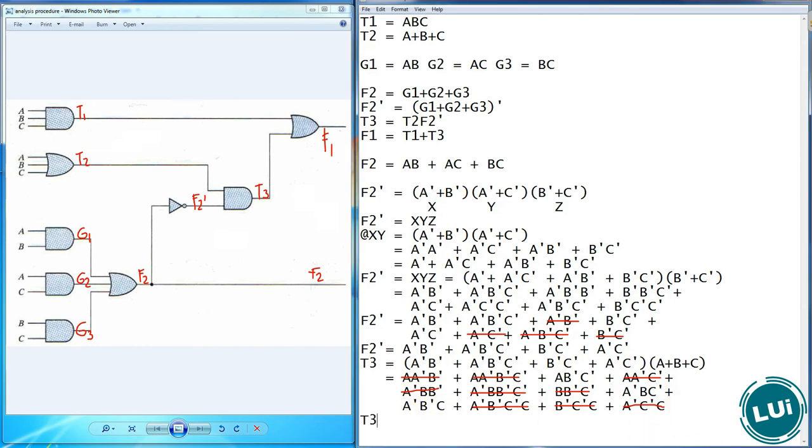So T3 will be equal to those remaining expressions, and since F1 is T1 or T3, this is your T3. F1 is now equal to this expression or T1. So that's the Boolean expression for output F1.